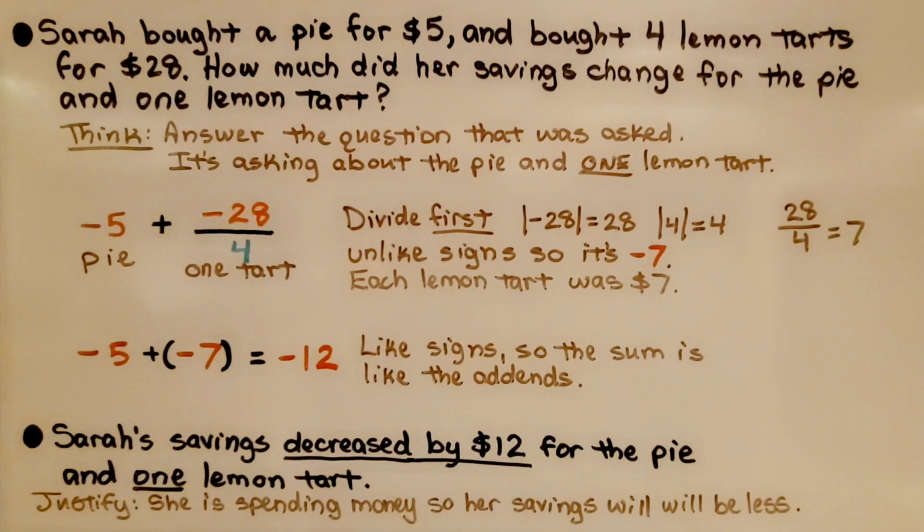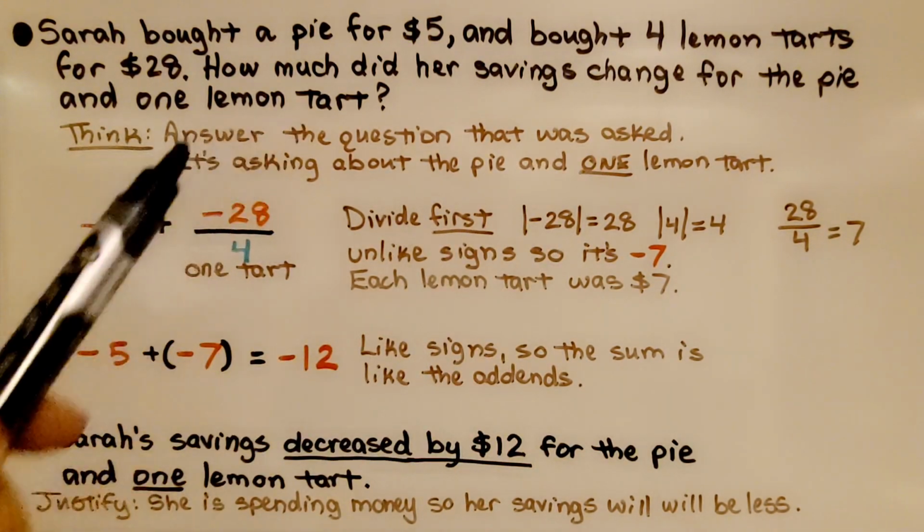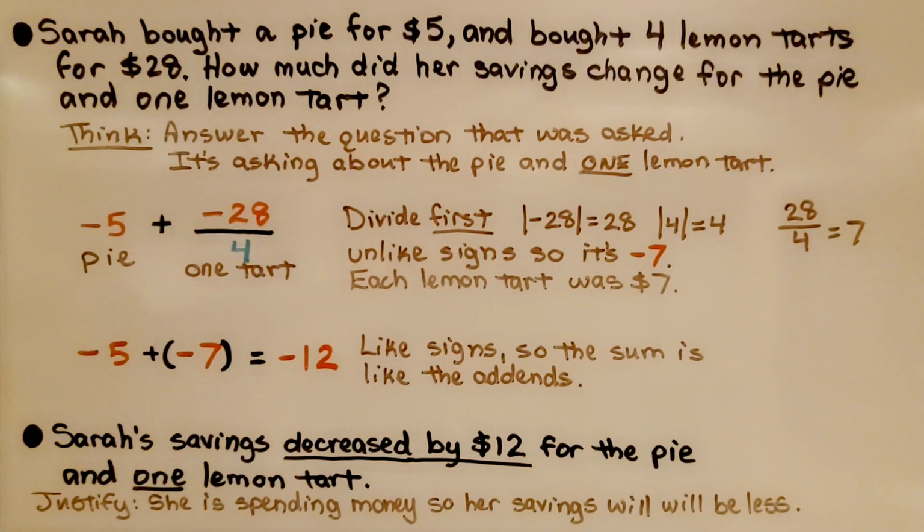Sarah bought a pie for $5 and bought 4 lemon tarts for $28. How much did her savings change for the pie and 1 lemon tart? So we think we need to answer the question that was asked. It's asking about the pie and 1 lemon tart. She bought 4 of them, but it only wants to know about the pie and 1 lemon tart.